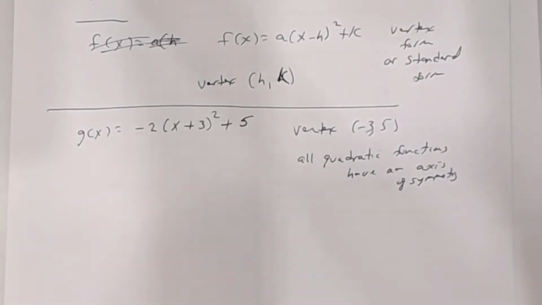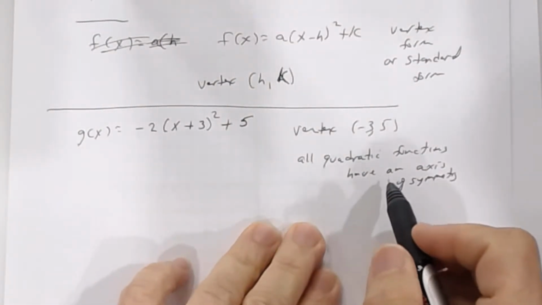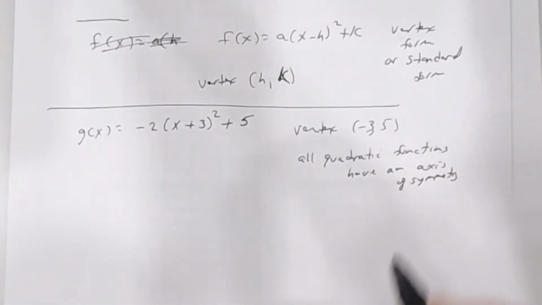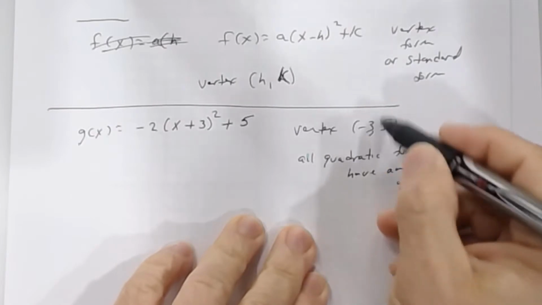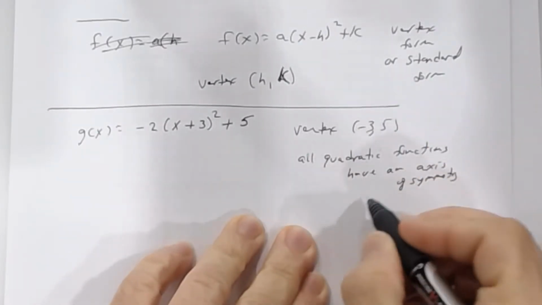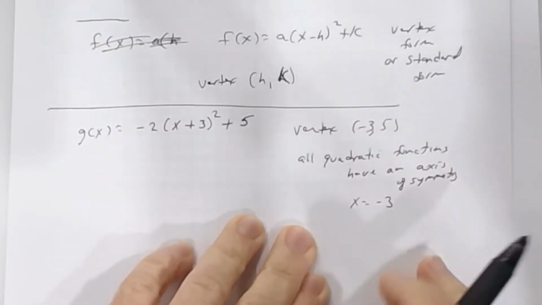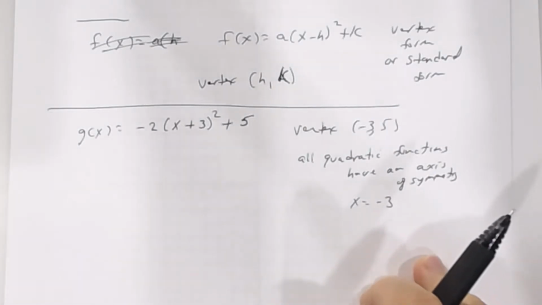All right, so all quadratic functions are going to have an axis of symmetry. In the previous lesson where we graphed x squared, we saw that it was symmetrical about the y-axis. Is it always symmetrical about the y-axis? No. You're always going to have an axis of symmetry. It's always going to be this x coordinate. So my axis of symmetry here is going to be x equals -3. You use that to help you graph.